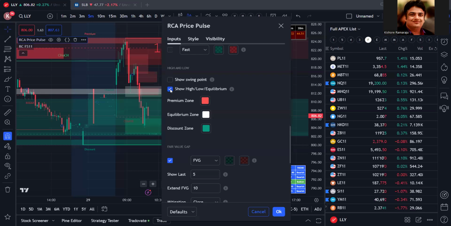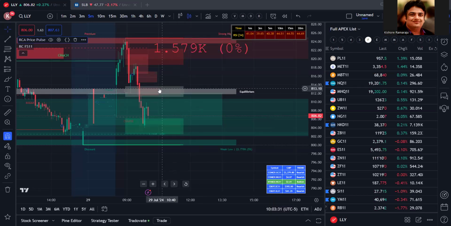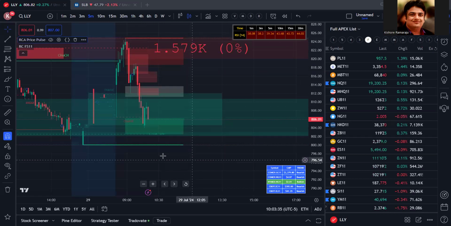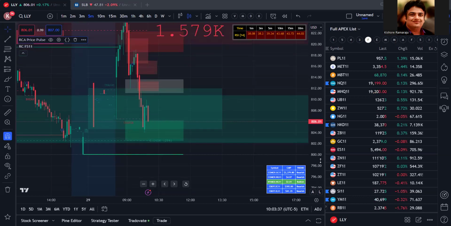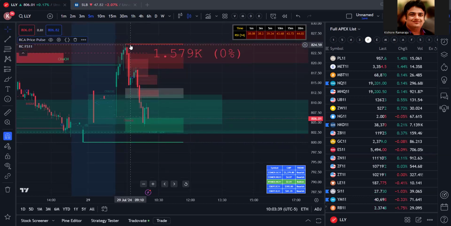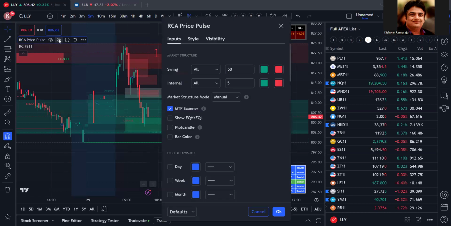So again, if you don't want, you can disable it. Our scanner will also show those discount and premium zones. So this is our scanner premium zone and this is the discount zone. If you want it with labels and other things, you can enable this one.